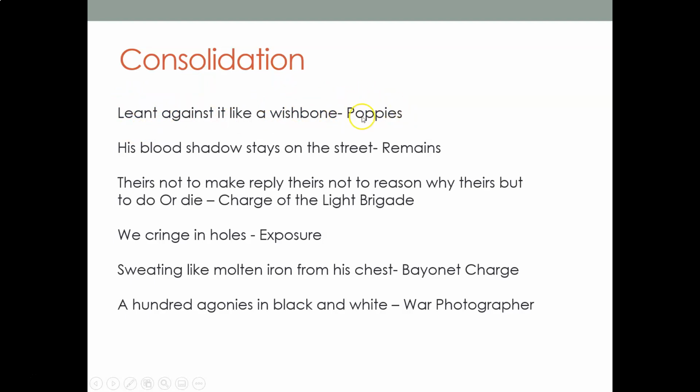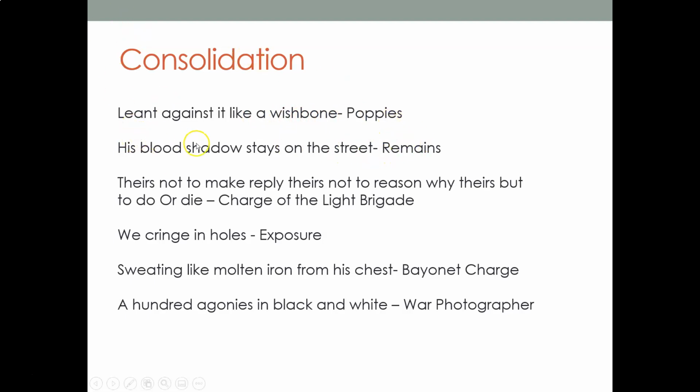Can we remember in Poppies, who's the voice of this poem? Right, so we've got a mother leant against it, the war memorial. Okay, leant against the war memorial like a wishbone. And we talked about that wishbone being something very fragile and easily broken.